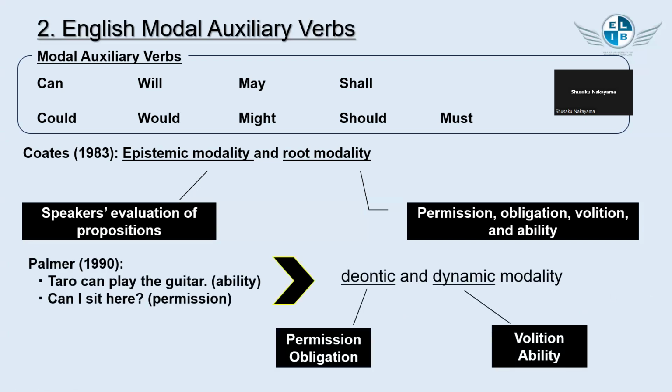However, as Palmer indicated, root modality includes apparently different meanings. For example, the root modality of can includes permission and ability. So he further divided root modality into two modalities, deontic modality and dynamic modality. Deontic modality expresses permission, obligation, and dynamic modality expresses volition and ability.